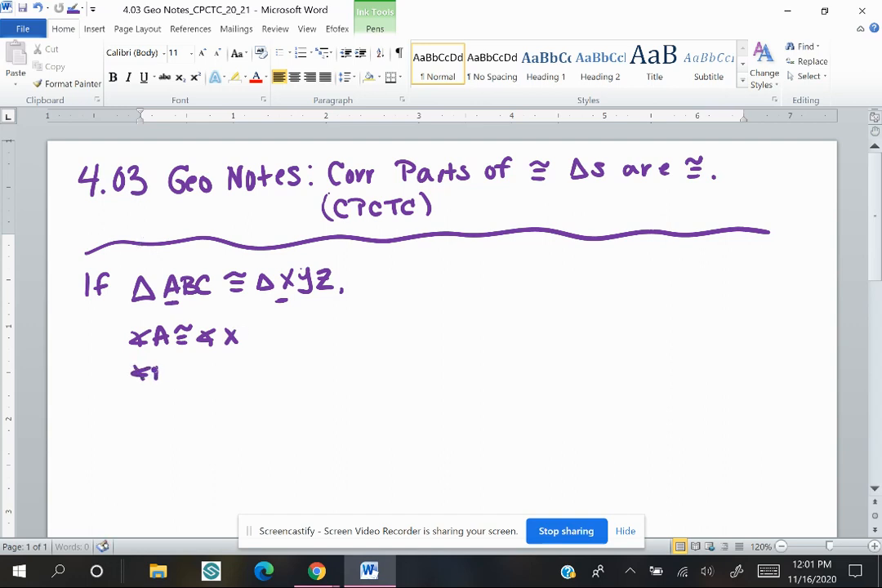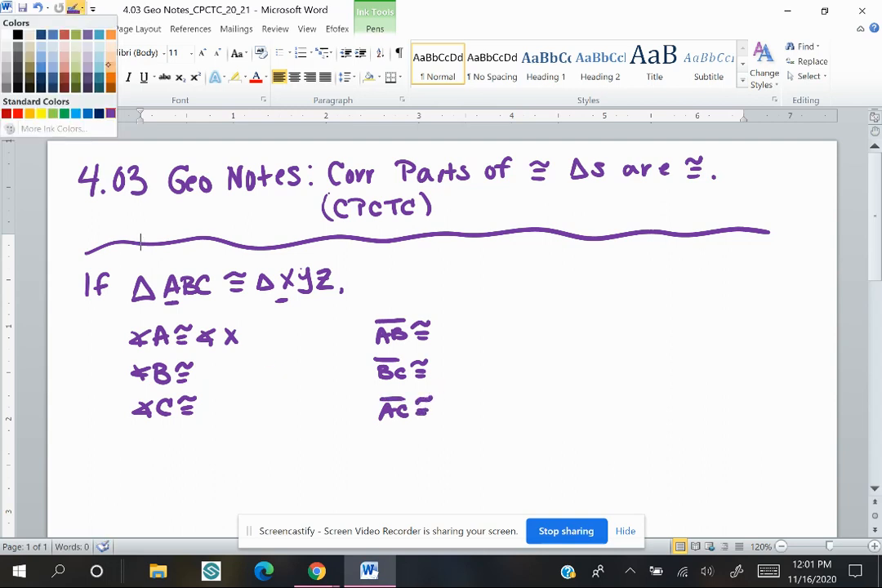Take a moment and find me the angles that are congruent to B and C, and then also please list out the segments congruent to segment AB, segment BC, and segment AC. So pause the video here and then fill those in.